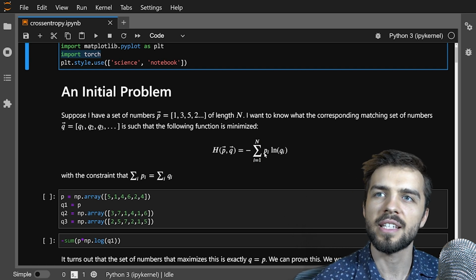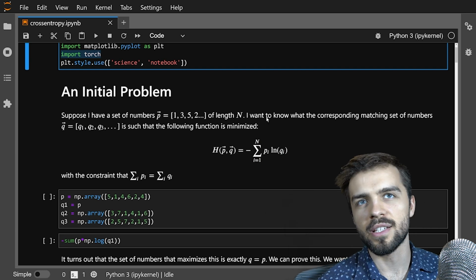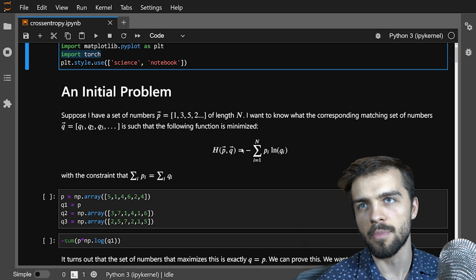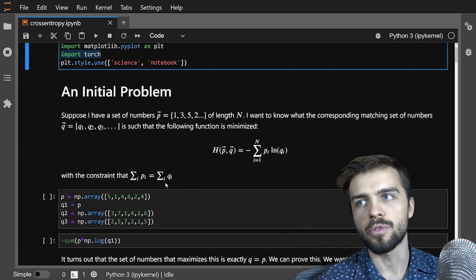And h is given by the sum of little pi times the natural logarithm of qi. And the constraint is, you could just put the biggest values of q possible, and this is going to be small. Well, you want the constraint that the sum of the pi's is the sum of the qi's. So the sum of their values is the same. It's a constraint on the two vectors, so you can't make one super large.